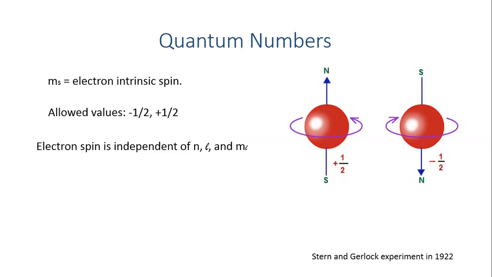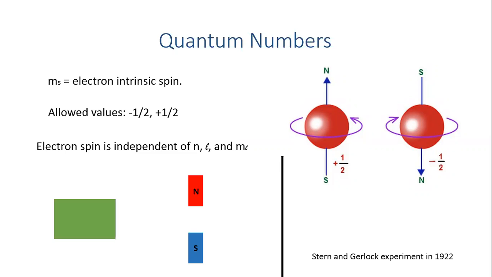Now we're going to talk really briefly about an experiment so we can know the history behind the electron intrinsic spin. This experiment was done by Stern and Gerlach in 1922. They had an electron shoot out of this place here, and they shot it through a magnetic field.